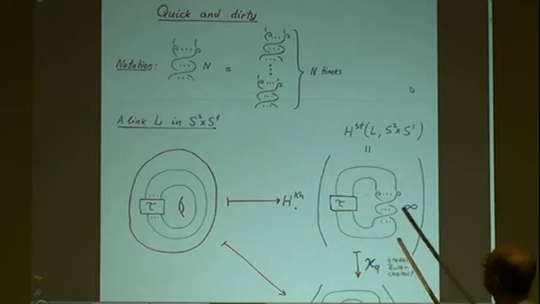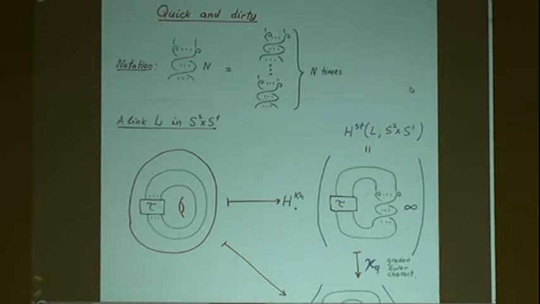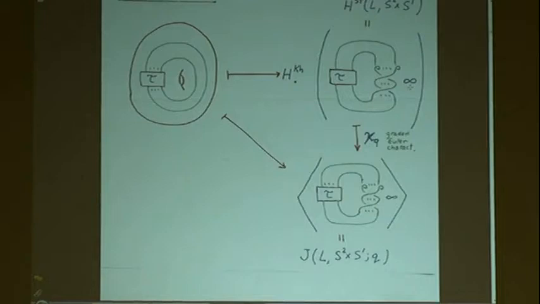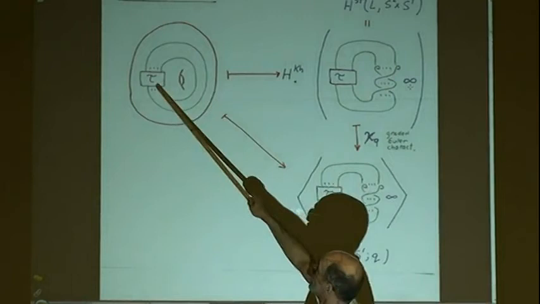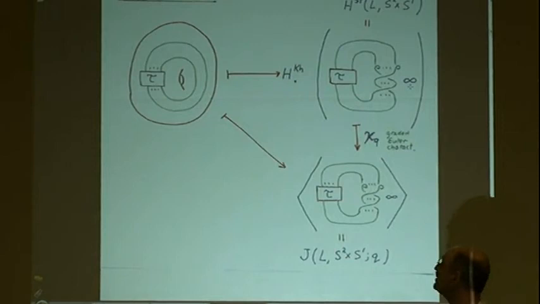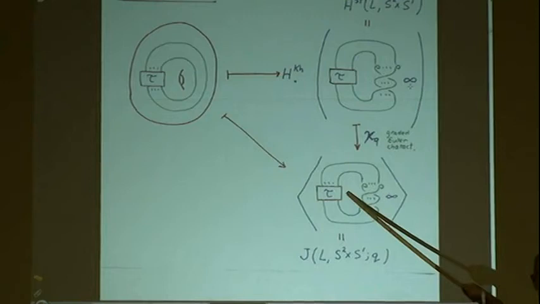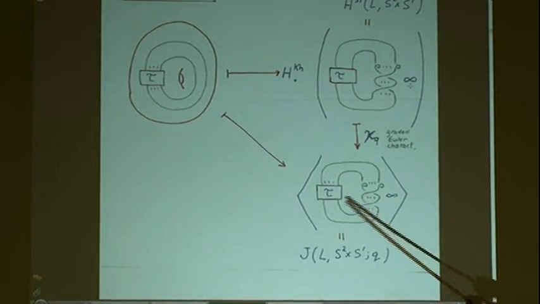So, if you have a link in S2xS1, then this stable Witten-Reshetikhin-Turaev invariant can be computed in the following way. You present the link as a closure of a tangle sitting inside S2xS1, and this is a picture of S2xS1. Now you take the same tangle, put it inside S3, close it with the help of this braid with very high twist, and compute the Kauffman bracket, or the Jones polynomial, of the resulting link.